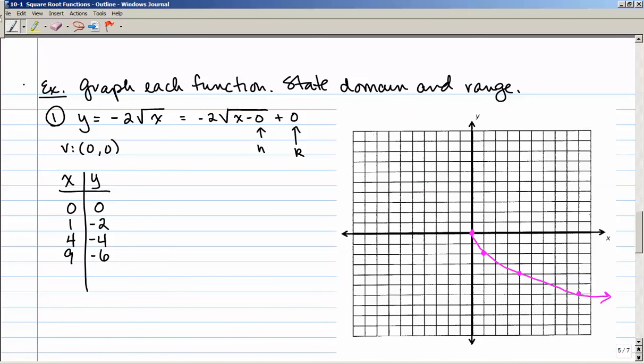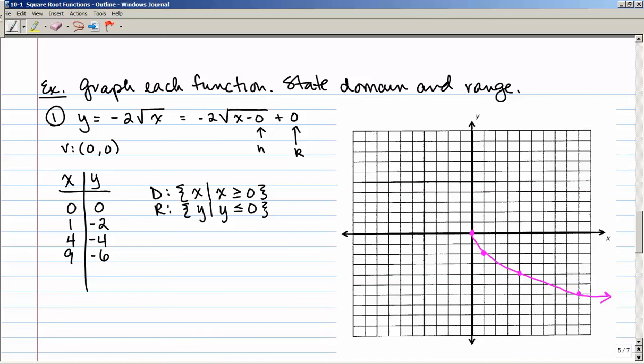Oh, domain and range. My domain, in other words, what can x be? Well, looking at the graph, x can be 0 or any number greater than 0. So the set of all x such that x is greater than or equal to 0. And my range, in other words, what can y be? y starts here at 0, 0 and it goes down. The set of all y such that y is less than or equal to 0.